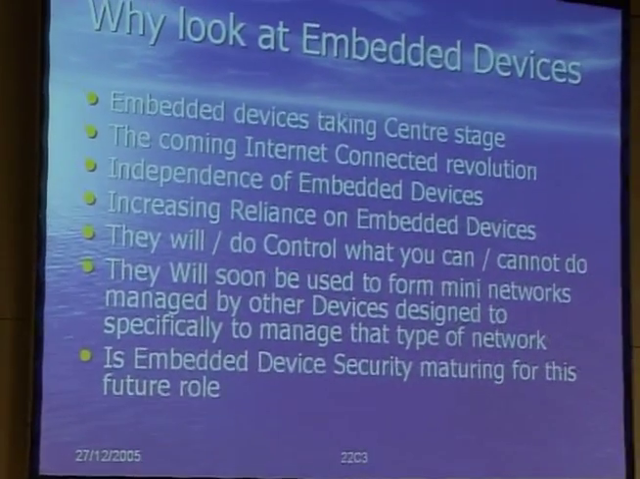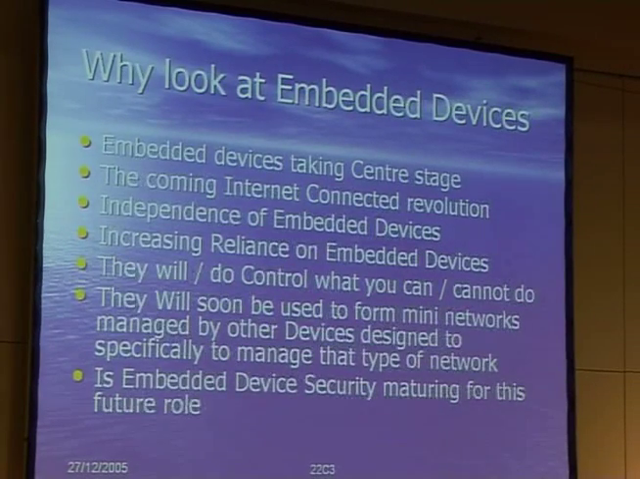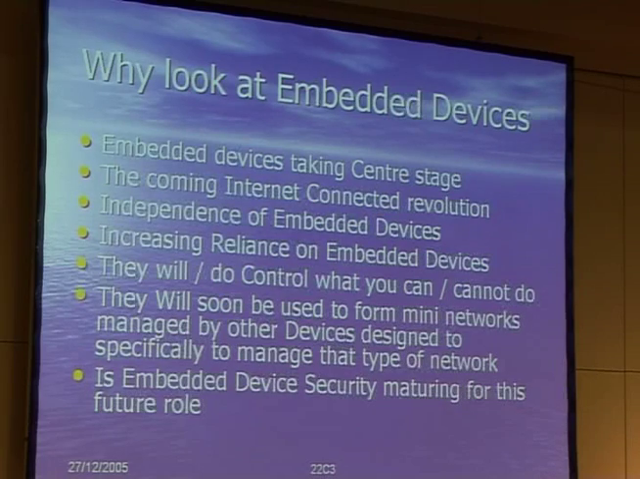There's beginning to be far more reliance on embedded devices. Look at the internet, for example. It relies on products that have embedded devices, switches, routers, all that stuff. They rely on embedded devices, and that's the internet. Now, many of those products are coming into the home and controlling a lot of what we do in the home. And they either will or do control what you can and cannot do. They will soon be used to form mini networks managed by other devices designed specifically to manage that type of network. And I'll cover that in a bit more detail as I go along.